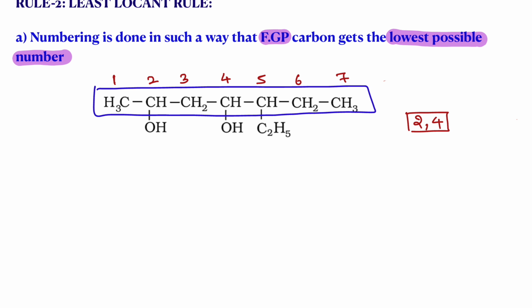If you give numbering from the right side, 1, 2, 3, 4, 5, 6, so 4, 6. So the least locant rule says that, here 2 we have, 4 we have. So without any hesitation, we have to say this is the correct numbering and this is the wrong numbering, and this is about the first sub rule in the least locant rule. Numbering is done in such a way that the functional group carbon gets the lowest possible number, but numbering should be started from the terminal carbon. That is the most important thing.